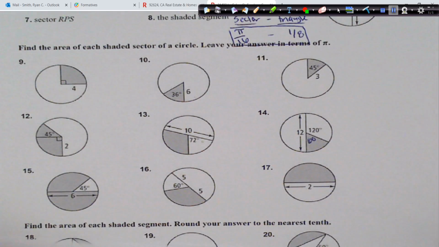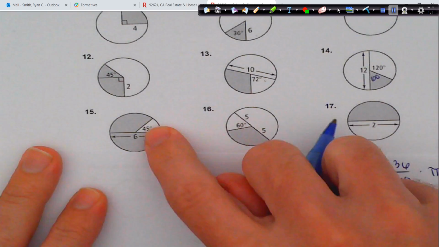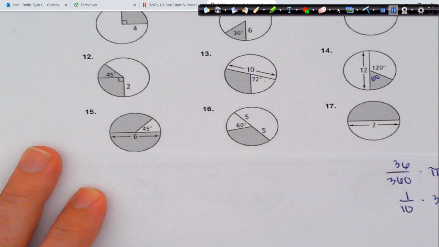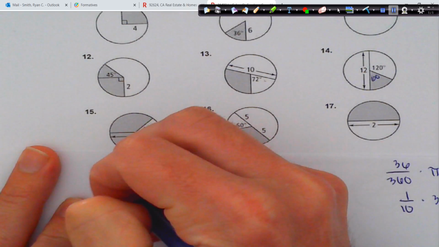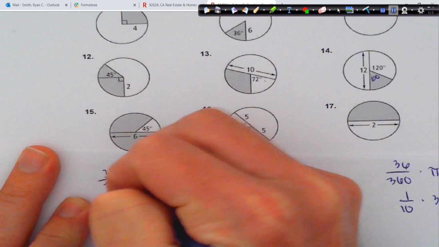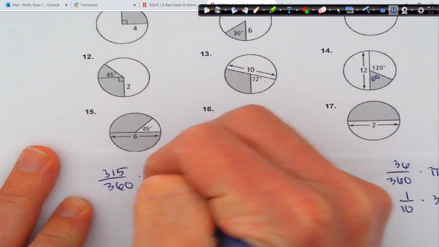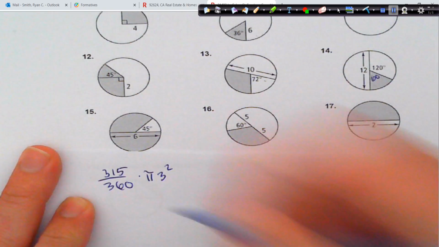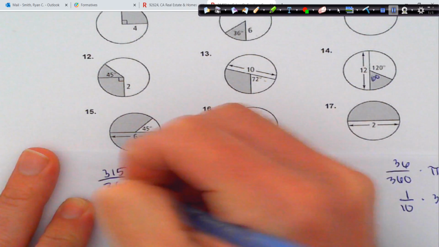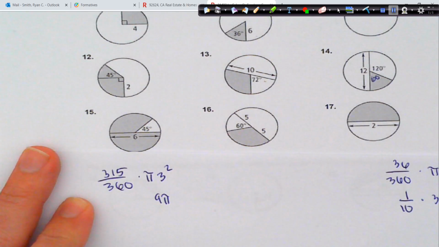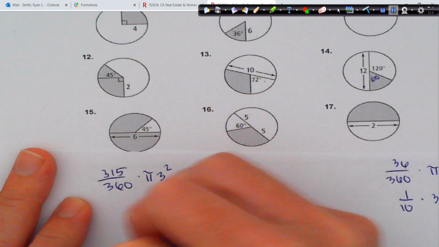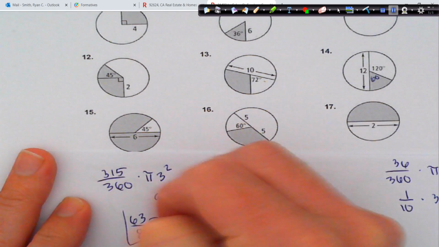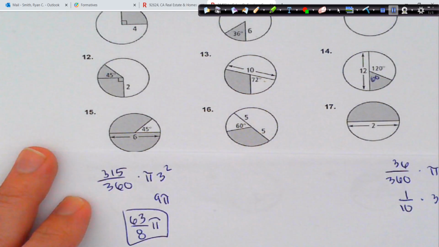15. Here, we have everything but 45, so we can just do 360 minus 45, and that's going to be 315 over 360 times pi 3 squared. So it's going to be 9 pi times that. That's going to be 63 over 8 pi. Again, these are all in terms of pi, that's why we're doing this.